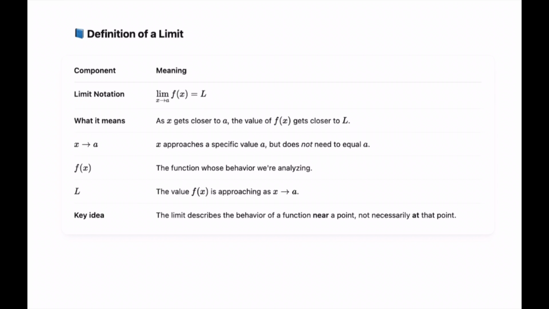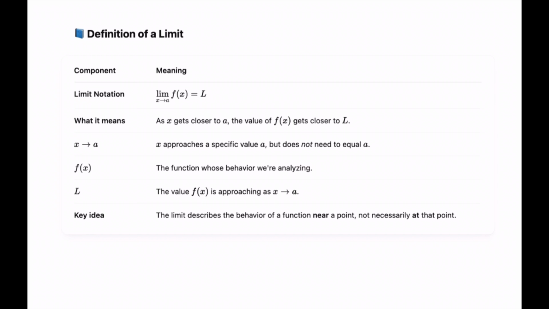We have our limit notation right here. So the way we would write our limit notation is the abbreviation lim, x approaches a, that's what the x arrow a means, of f of x. So the limit as x approaches a of f of x equals some number.